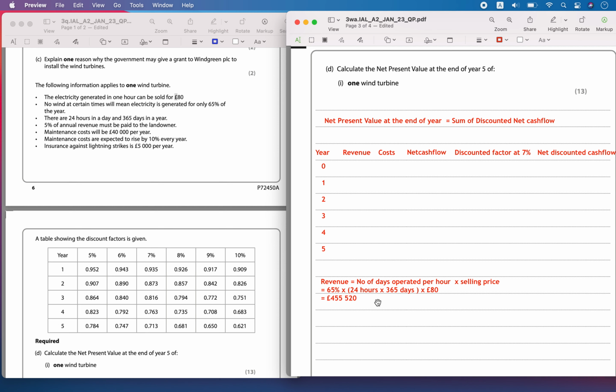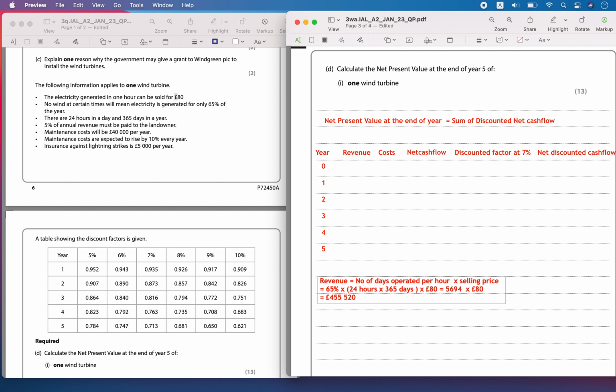Now we can see that there are 24 hours in a day, 365 days, and you should be able to calculate 65% of that. So 24 into 365 is 8,760, times 65%, that is 0.65, which is 5,694. Then 5,694 into 80 pounds is equal to 4,555,520. So this is the revenue they'll be able to generate.